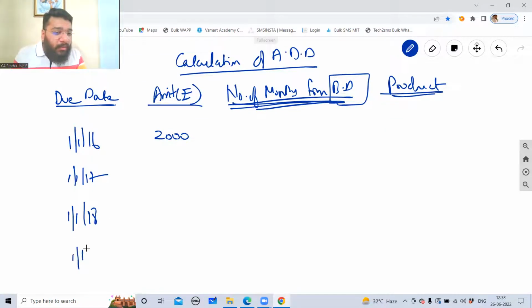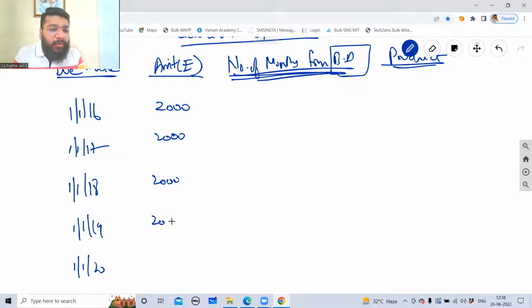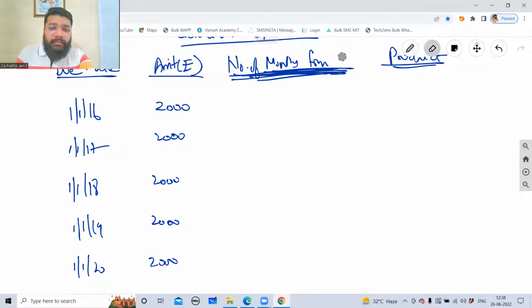1/1/2018, 1/1/2019 and 1/1/2020. We are making 5 installment payments, which is 2000 each. So for the number of months from the base date, the base date we're going to take here is 1/1/15. This is the base date.